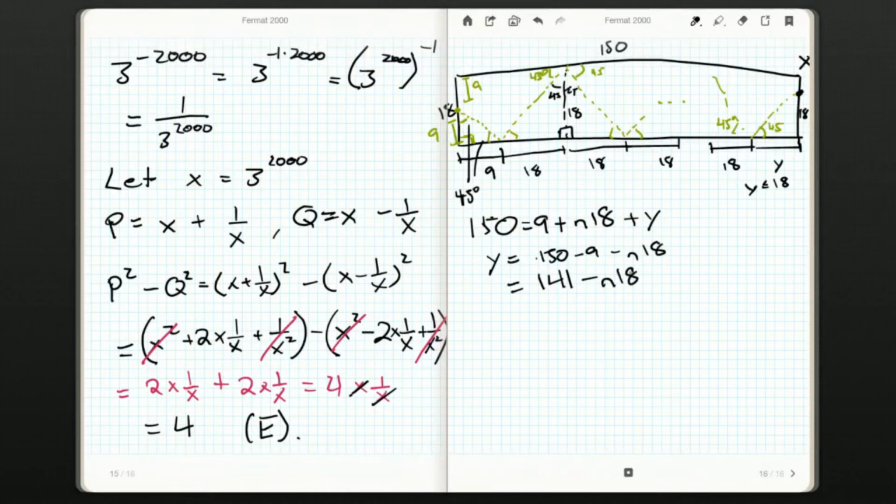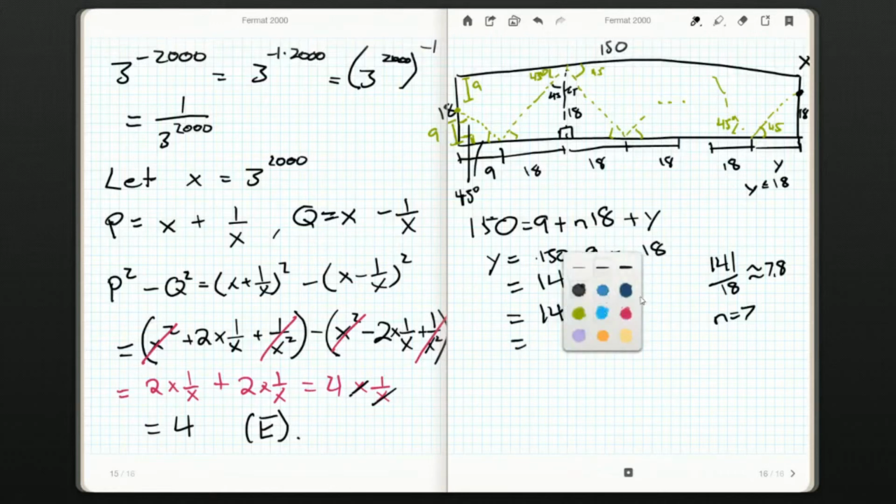So how many 18s can we fit in 141? Well, 141 divided by 18 is about 7.8 copies of 18. So we'll have 7 of these 18s, and then just a little bit left over, and that's what y is. So 141 minus 7 times 18, which I wanted to be very clearly a multiplication, not a dot, turns out we get 15. So y is equal to 15.